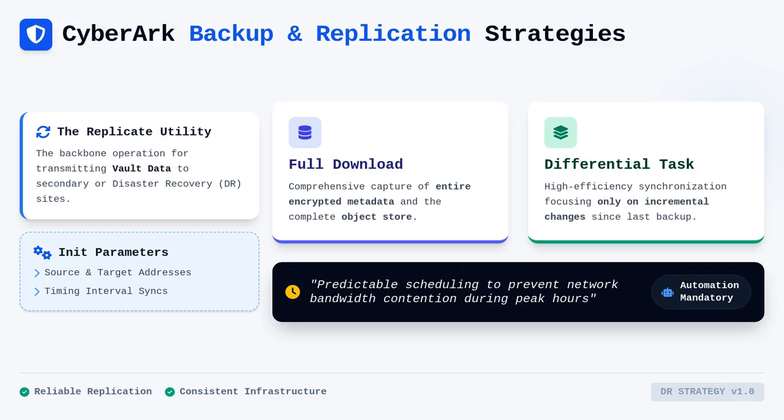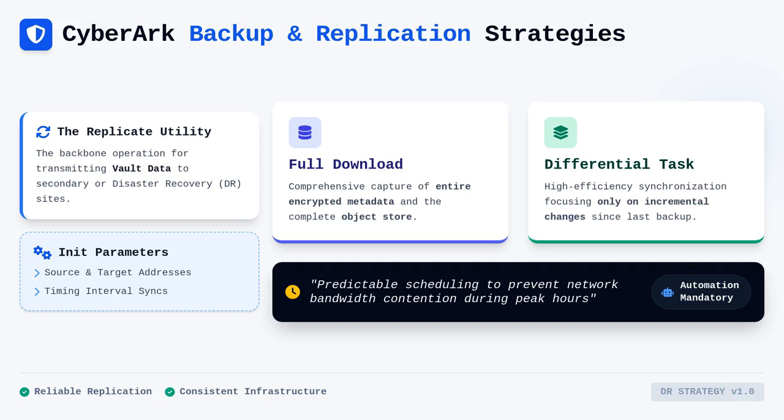When we approach backup strategies within a CyberArk environment, our primary goal is the reliable replication of the digital vault. The replicate utility functions as the backbone of this operation, allowing us to transmit vault data to a secondary or disaster recovery site. To begin, we must carefully configure the initialization parameters within the replication configuration files. This includes defining the source and target vault addresses alongside the timing intervals that dictate when synchronization occurs.